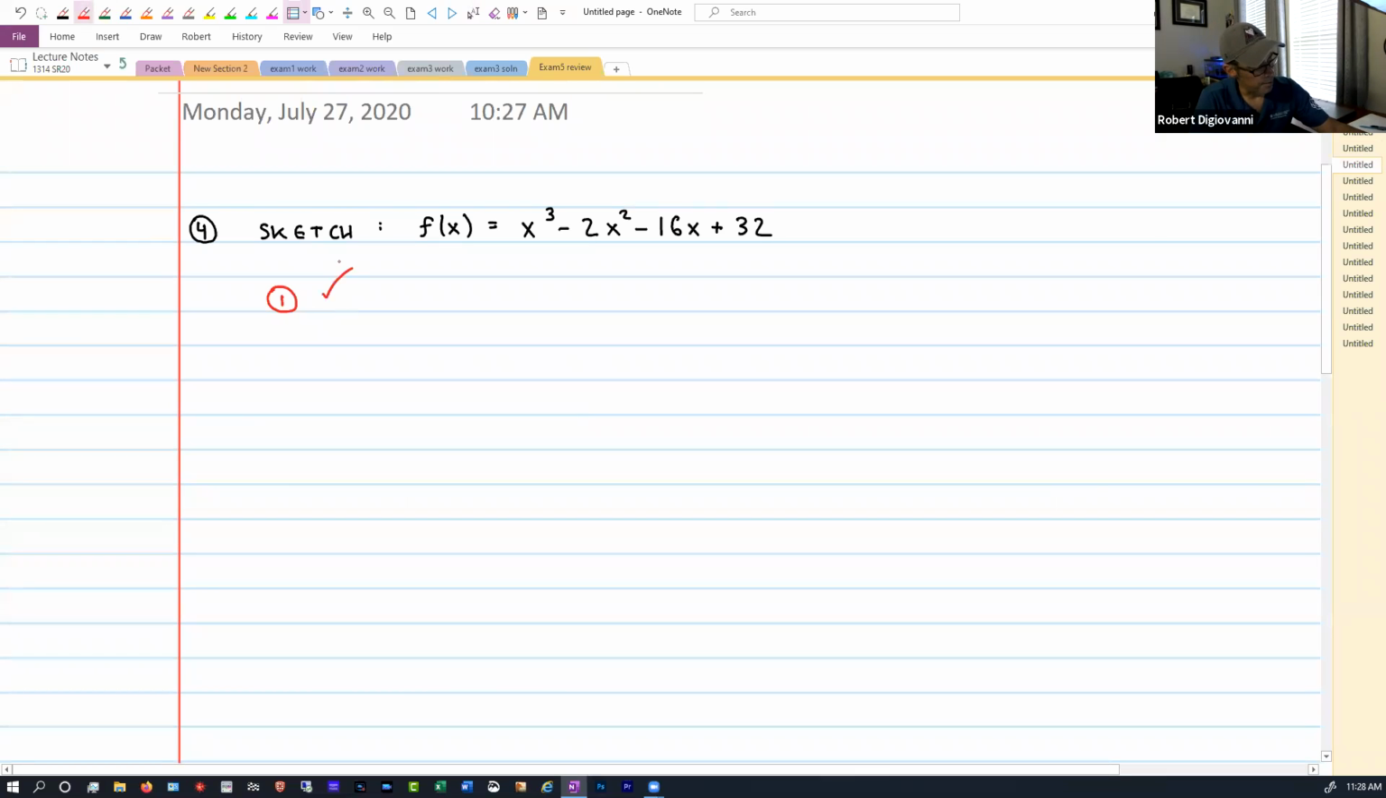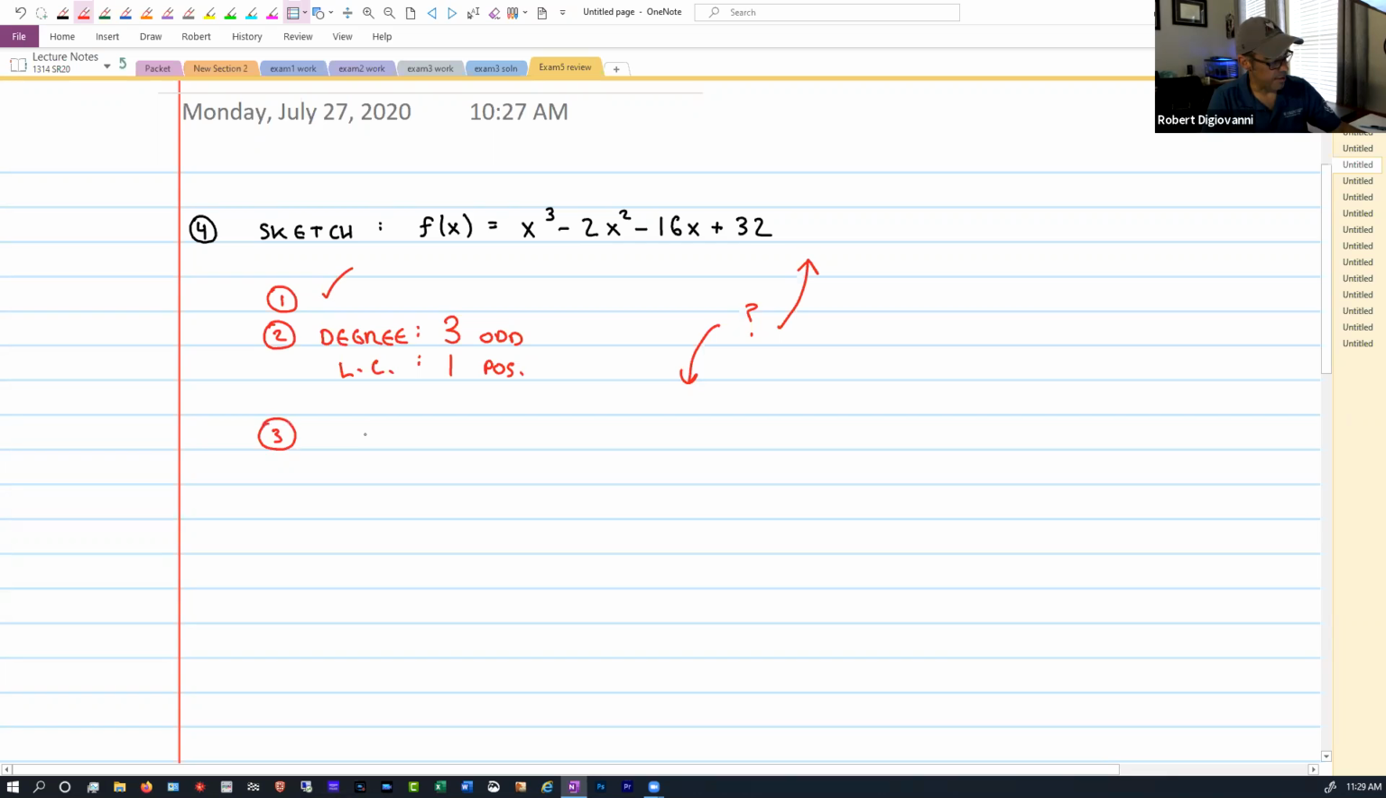So it's a polynomial. All right. The degree of this polynomial is 3, the highest power of x I see. That's odd. The leading coefficient is a 1. That's positive. And so we should expect the left side to go down, the right side to go up using the table. That part's pretty, hopefully, straightforward.